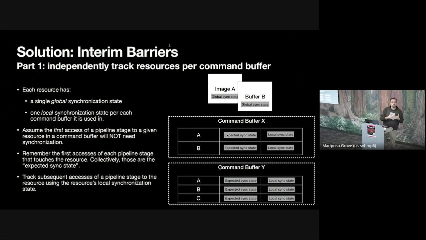As we record stuff into our command buffers, we assume that the first access of a pipeline stage to a resource is just not going to require any synchronization. We take that assumption as a given. But we remember those accesses and collectively we'll refer to them as the expected synchronization state. We store that in our little table there as well. Then we track subsequent accesses of that pipeline stage using the local sync state and using that simple algorithm that I alluded to in the previous slides. So that's the first part, which helps us to get individual, internally well-synchronized command buffers.